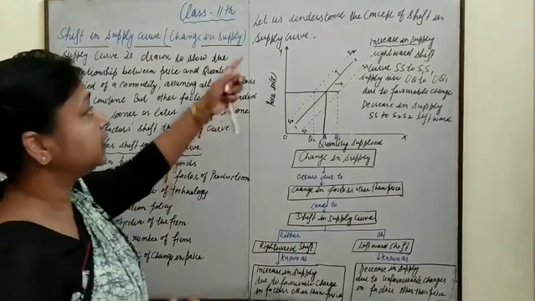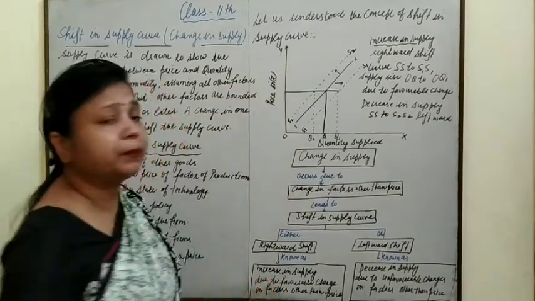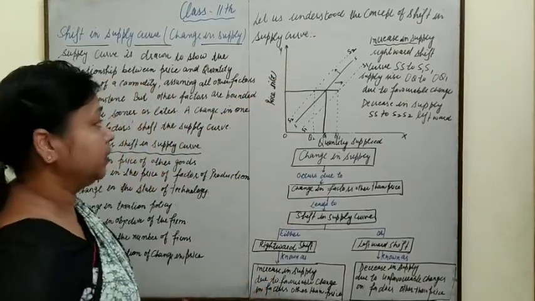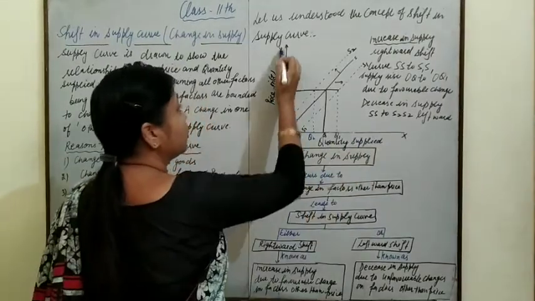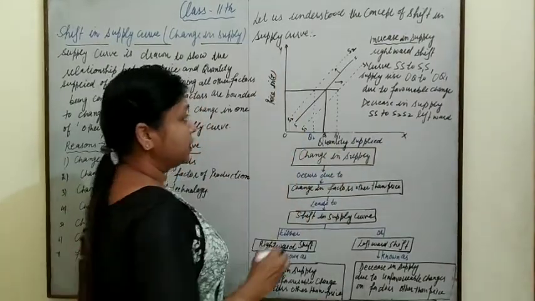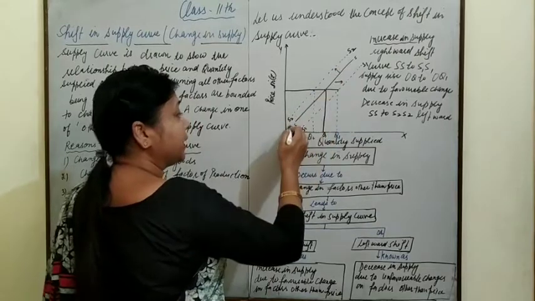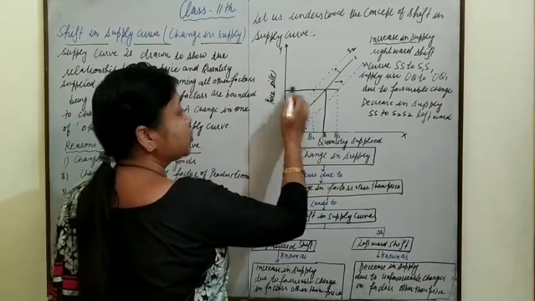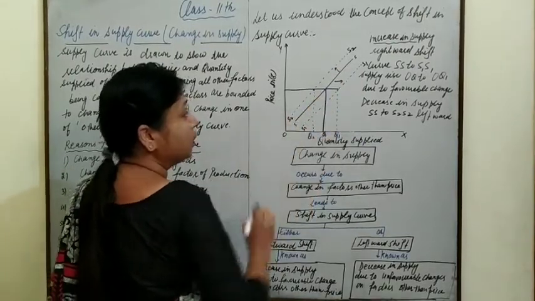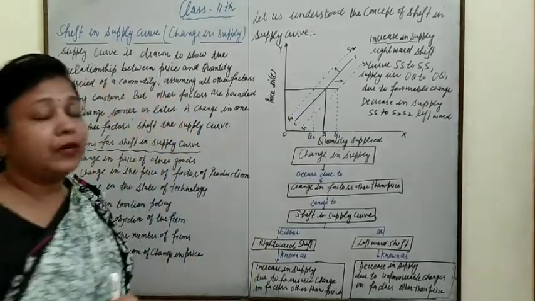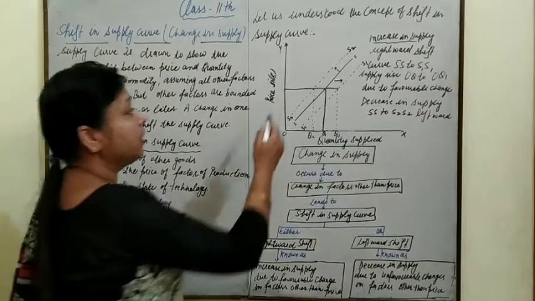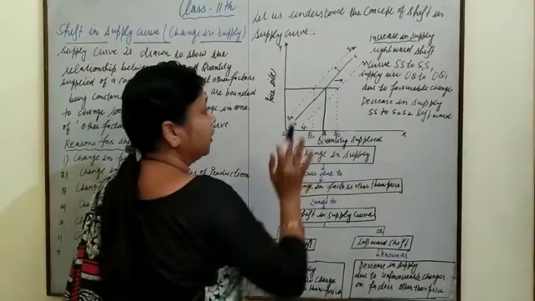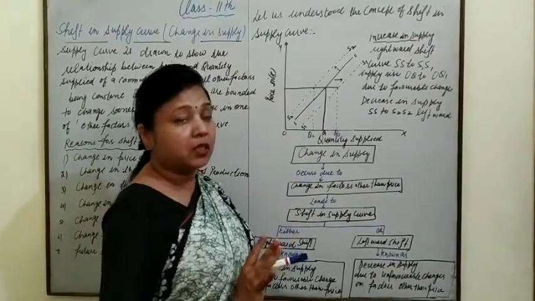Now, let us discuss the concept of shift in supply curve. On the OX axis, we will show the quantity supplied. On the OY axis, we will show the price. This is our initial supply curve SS. This shows the relationship between the price and quantity. Now, when we are talking about an increase in supply or decrease in supply, the price remains constant. There will be no change in the price.